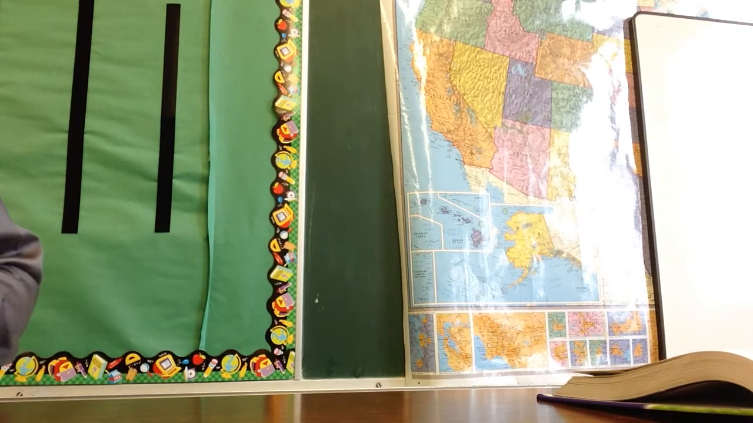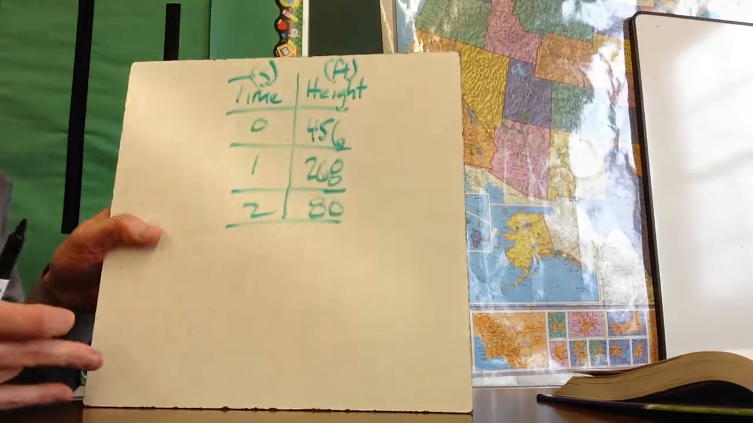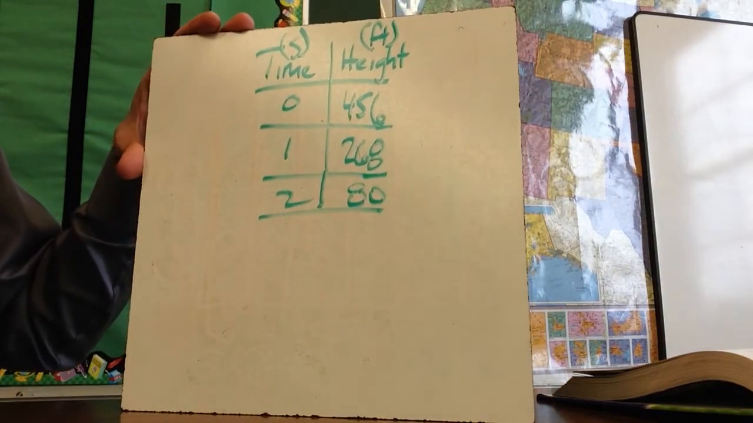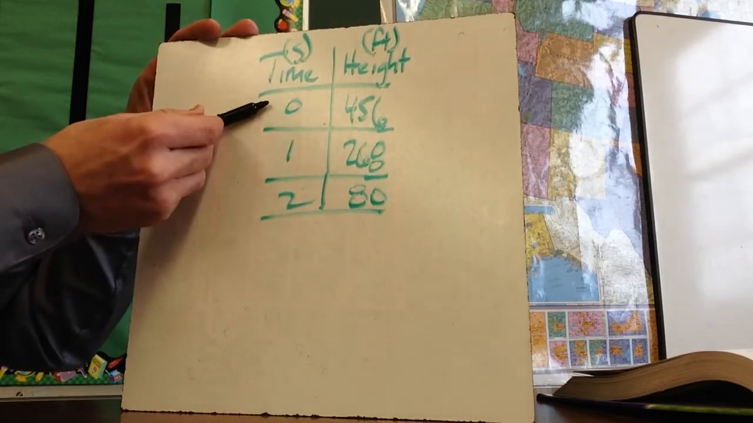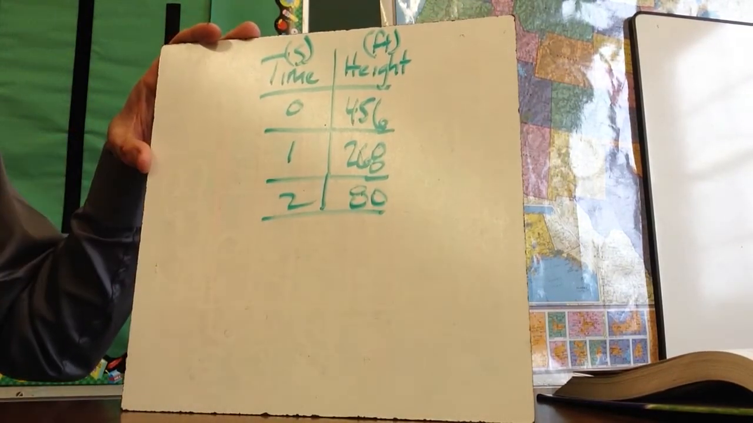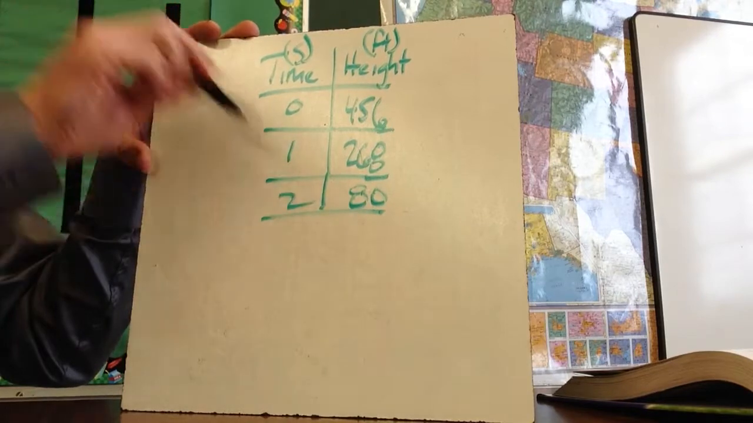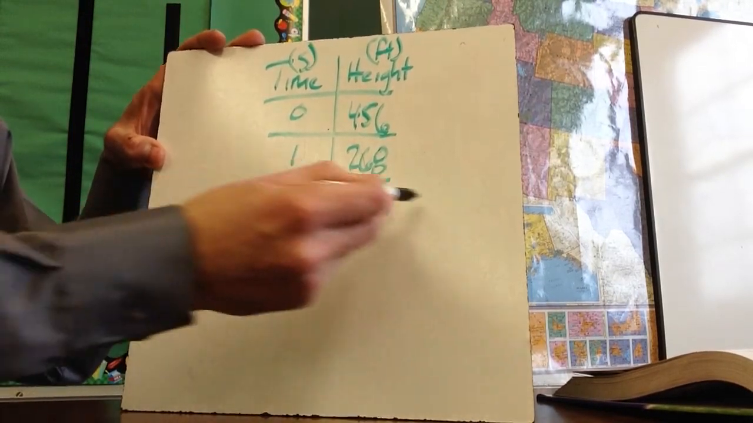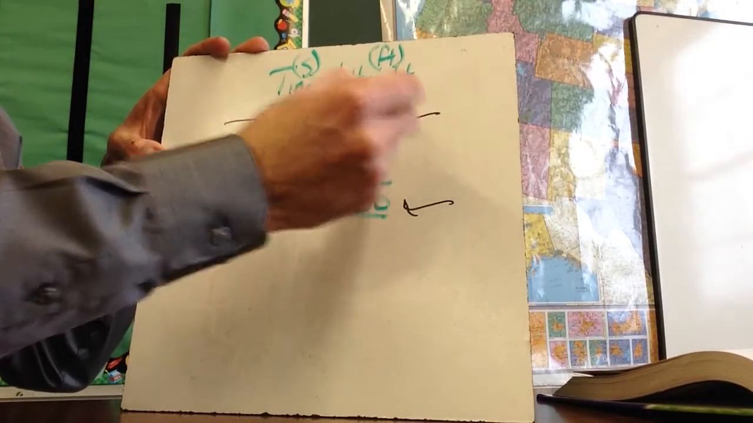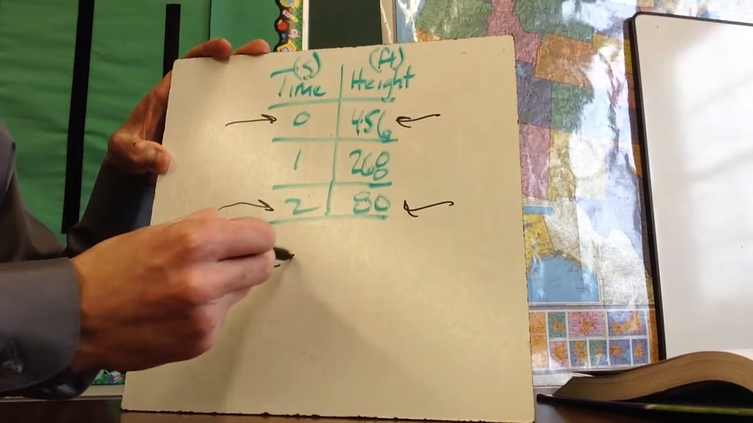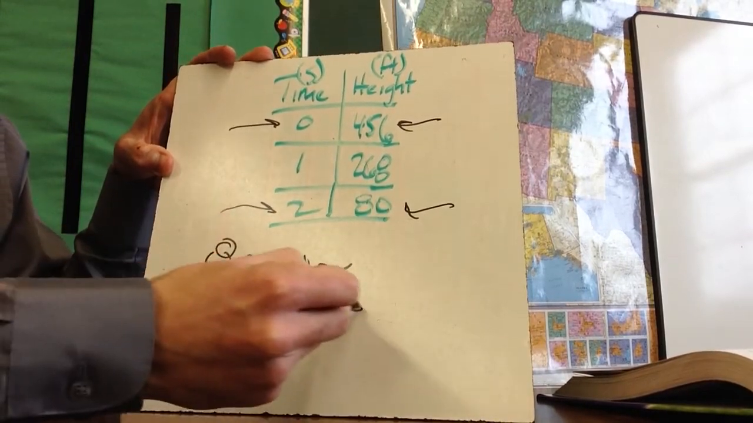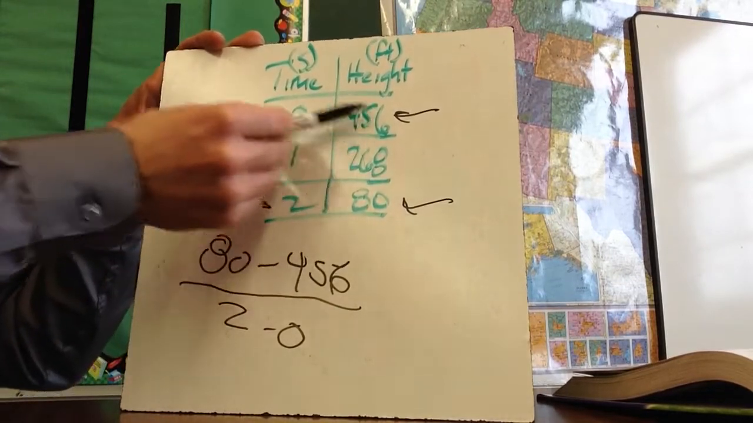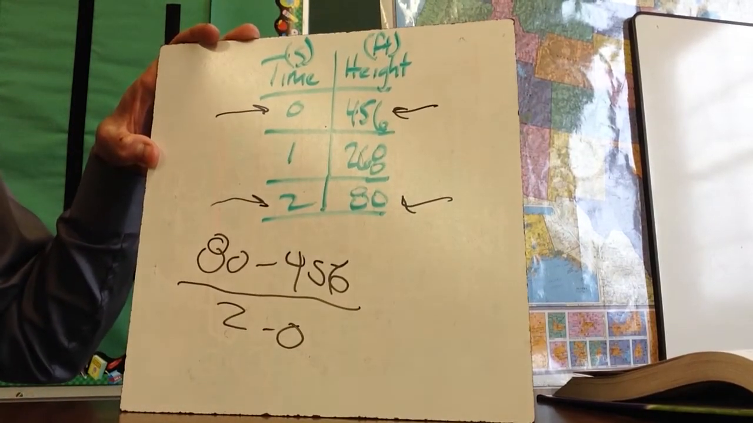Let's take a look at an example. Here this would be an example of when it's negative. This is of a roller coaster. So as the seconds increase, the height of the roller coaster actually decreases. So you think about the roller coaster, it's in one of those big drops. And so I can take any points I want. So I'm going to intentionally pick these two. And so this is going to be 80 minus 456 over 2 minus 0. So these two are married and these two are married. So it's really important that you keep those together.